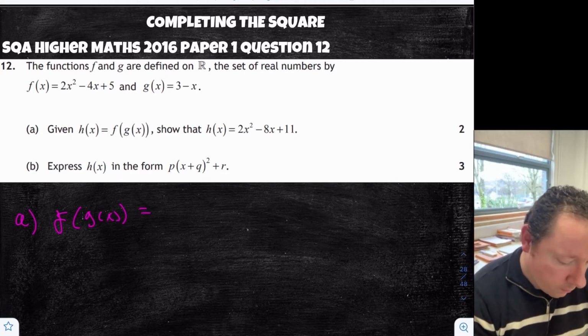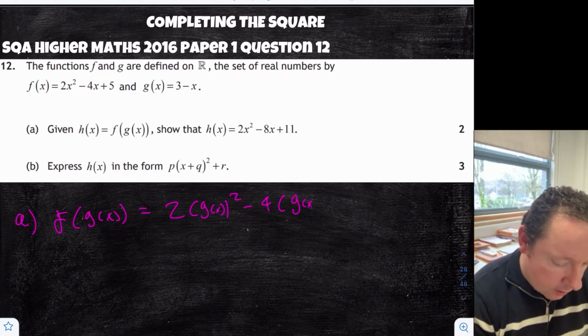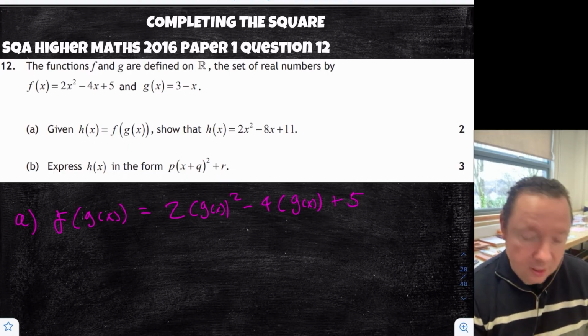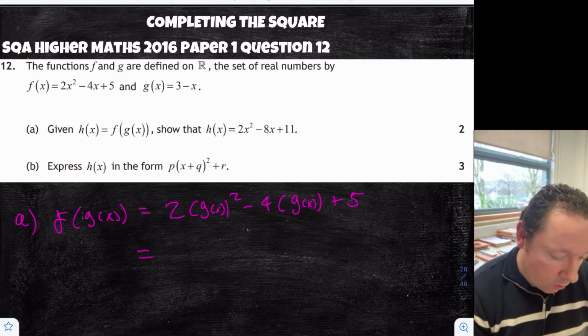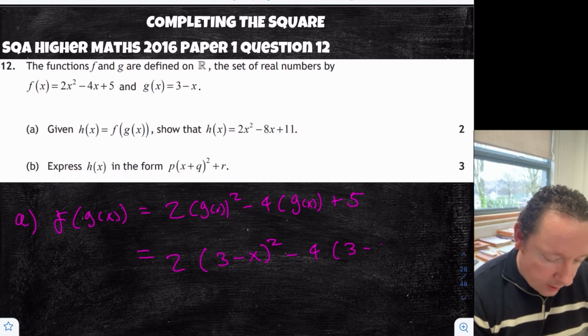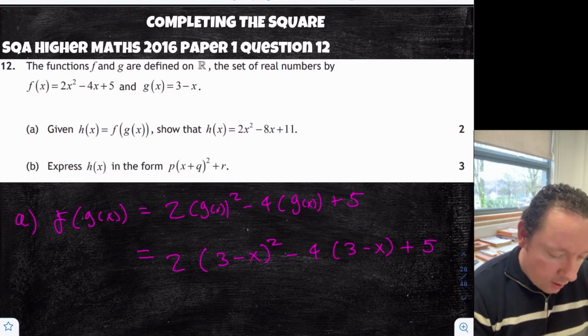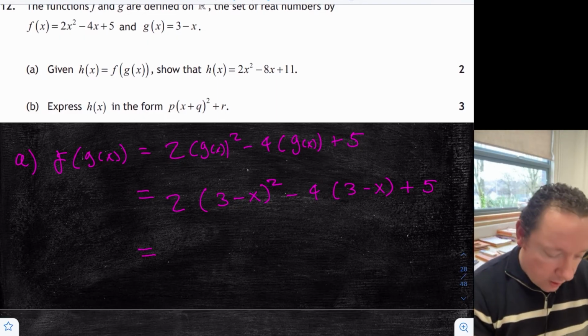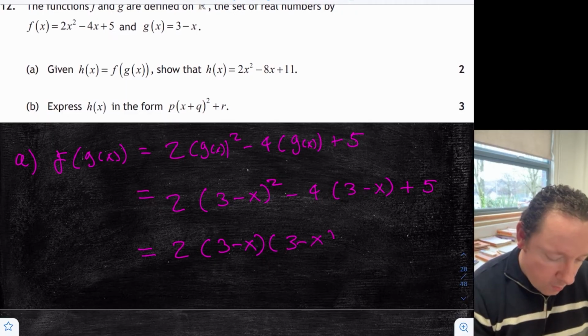So f of g of x is equal to, so f of x is 2x squared, so 2 times g of x squared minus 4 times g of x plus 5. So every time I see an x, I put a g of x in, and then I now substitute my g of x. So 2 times 3 minus x all squared minus 4 times 3 minus x plus 5. So we need to expand our 3 minus x squared. So that's 2 times 3 minus x and 3 minus x, minus 4 times 3 minus x, plus 5.